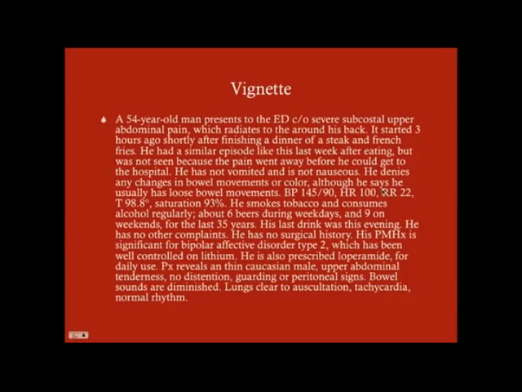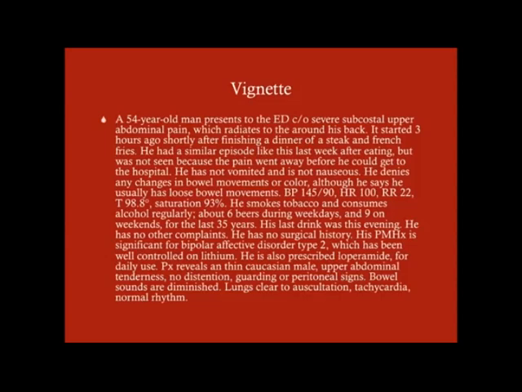Okay, here's our vignette. A 54-year-old man presents to the ED complaining of severe subcostal upper abdominal pain, which radiates around his back. It started 3 hours ago, shortly after finishing a dinner of steak and French fries. He had a similar episode last week after eating, but was not seen because the pain went away before he could get to the hospital. He has not vomited and is not nauseous. He denies any changes in bowel movements or color, although he says he usually has loose bowel movements.